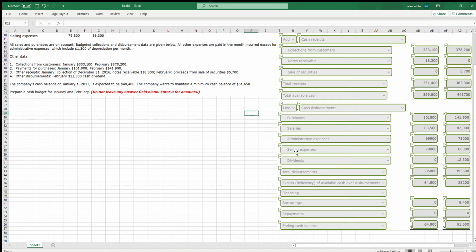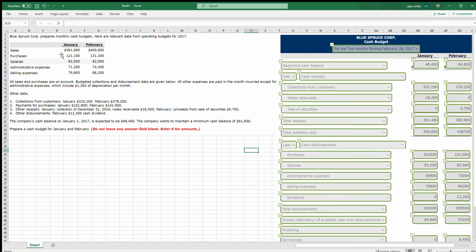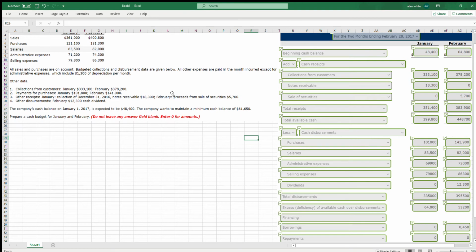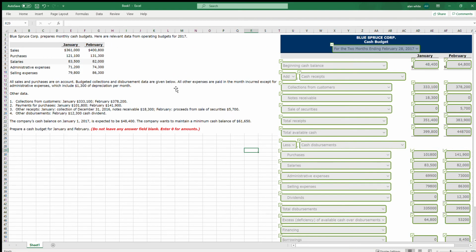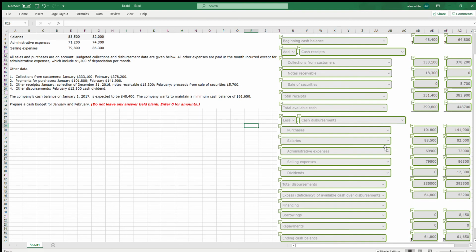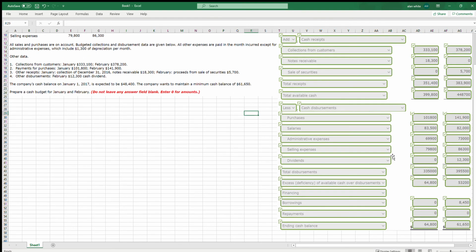Let's see, so the next line here is our selling expenses. At the top, by our operating budgets again. Let's see, I kind of lost my place. Alright, so selling expenses is $79,800, and for February it's $86,300. Again, that can just go right on the statement. We just pull it right off from operating expenses from 2017.